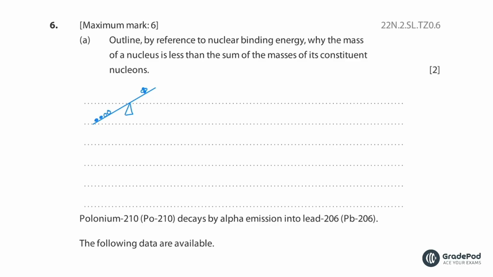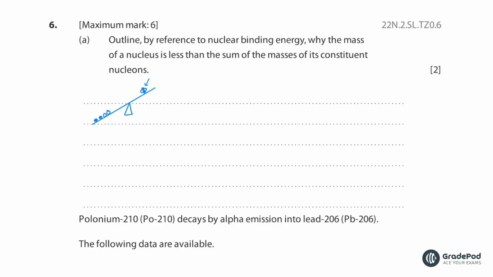And that mass defect was explained by Einstein as a mass energy equivalence. So to answer the question of why the mass of this nucleus is less than the sum of its constituent parts, we have to mention the mass defect and its equivalence to energy. According to Einstein, the mass defect was equivalent to energy by this equation.